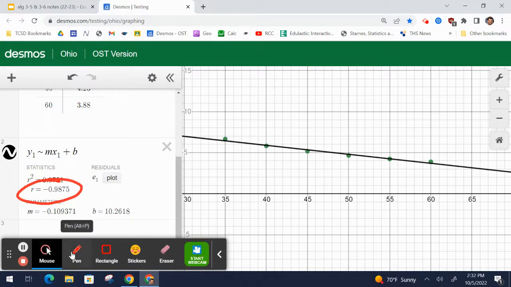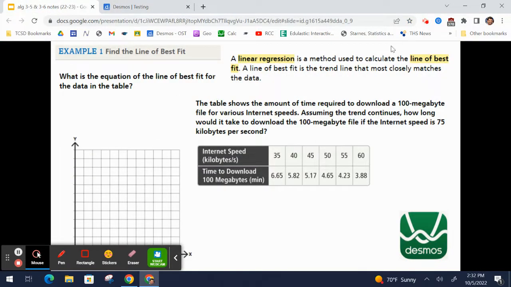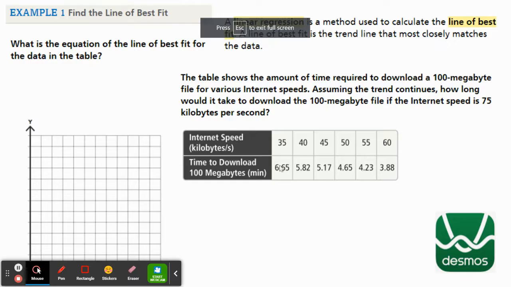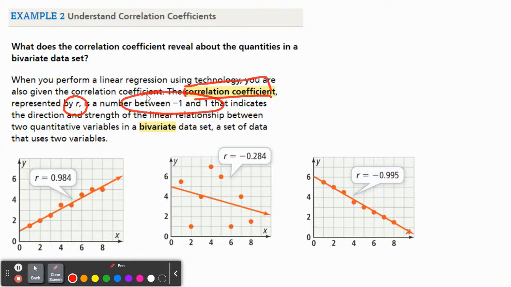So let's go back to your notes and really talk about what the correlation coefficient is again. It's on the next slide here. It says, what does the correlation coefficient tell you about quantities in a bivariate data set? So this is all about the correlation coefficient. Using technology, you can find what's called the correlation coefficient. It is this number R. It's a number between -1 and 1. That's very important. Your R value is between -1 and 1.